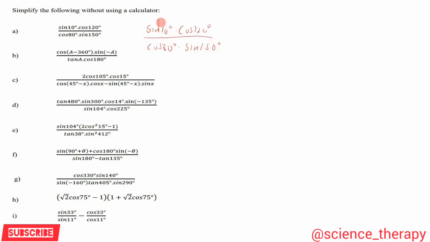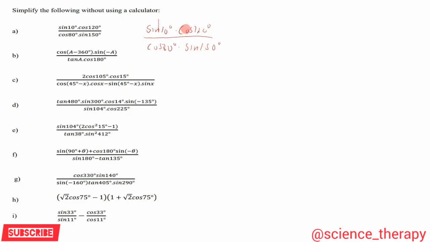Now looking at sine 10 and cos 80 degrees, we can see that the angles we are working with here are non-special angles, right? When you are working with angles that are not special angles, you want to change one trig ratio using the fact that sine and cos are cofunctions. So we want to change at least one of these trig ratios to look similar to the other one so that they cancel out, because remember, we cannot use a calculator.